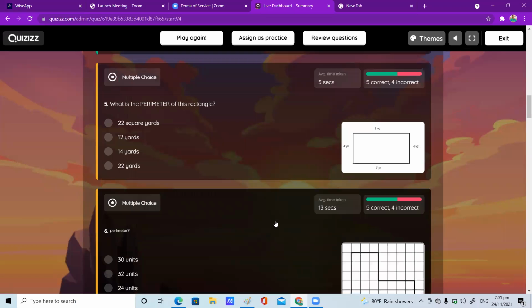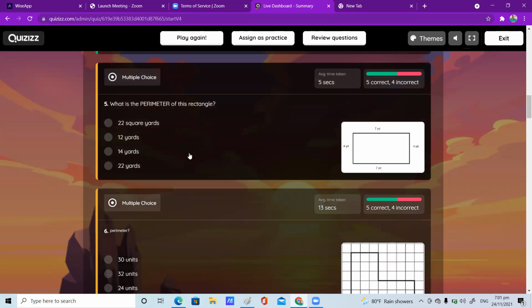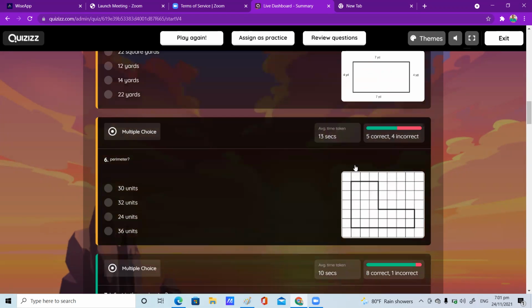22 square yards? No, ma'am, yards. Sorry, only 22 yards. 22 yards only is correct because it's perimeter. It's not area. Very good. Next, 36 units.